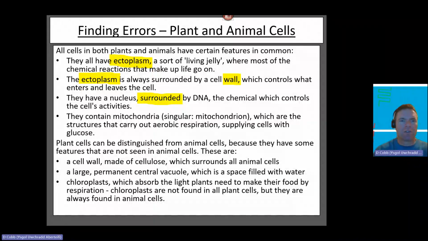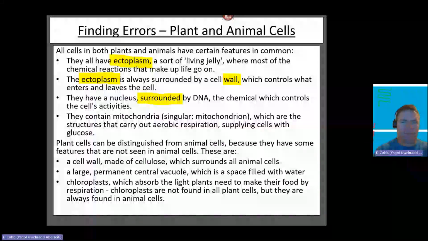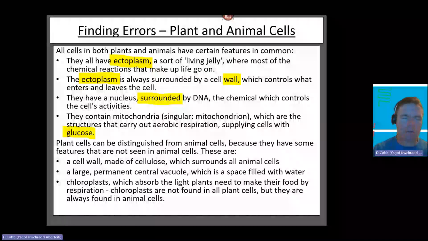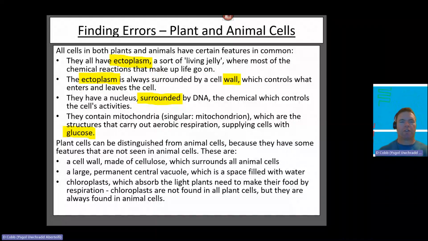And they also have mitochondria, the singular, just one mitochondria is called a mitochondrion. Nothing to concern yourself with though, which are the structures that carry out aerobic respiration, supplying cells with glucose. They're not supplying the cells with glucose, they're using glucose to supply the cells with energy.